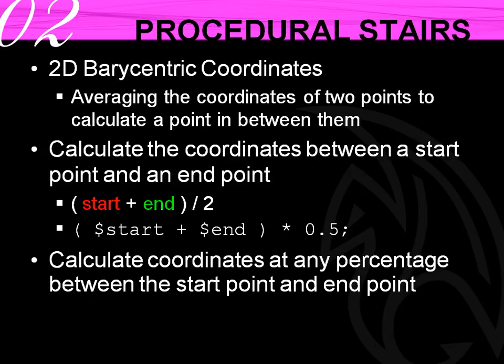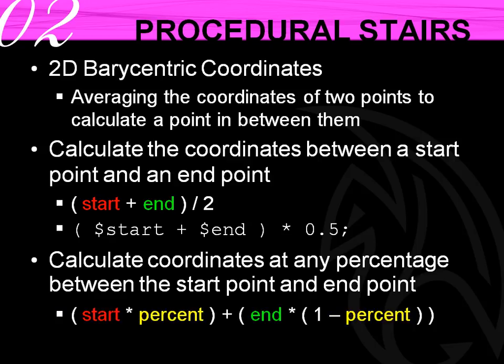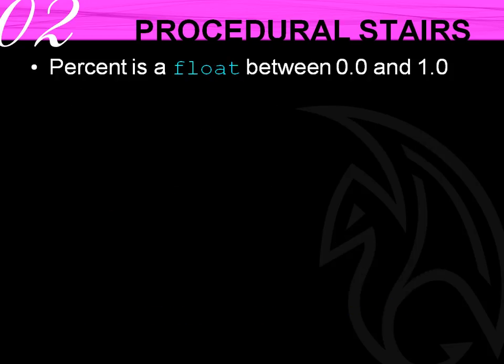We want to find something that could be at any percentage along that edge, either closer to the start point, closer to the end point, or somewhere in between. So the formula for this looks intimidating, but don't worry, I'll break it down for you. It's going to be very simple. The start point multiplied by a percentage of where we want to find a point along an edge, plus the coordinates of the end point multiplied by 1 minus the percent. And in this case, the 1 represents 100%. So let's go ahead and take a look at how that works.